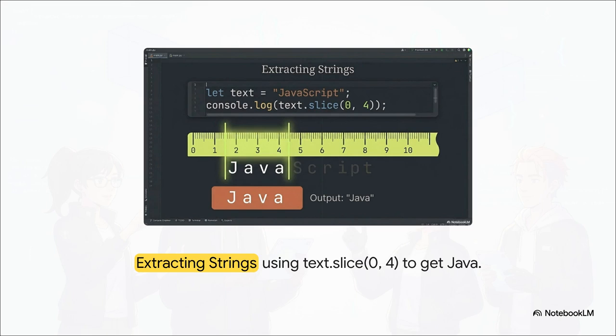If we use our blueprint and write text.slice(0, 4) on the word JavaScript, we start at index 0, grabbing the J. We keep going along the ruler up to, but remember, not including, the S at index 4. The extraction hits that hard stop right before the 4, and boom, it perfectly pulls out just the word Java.